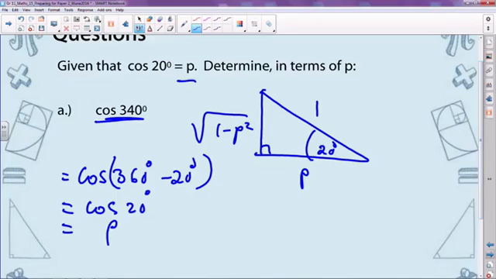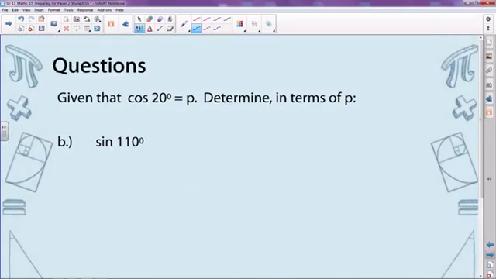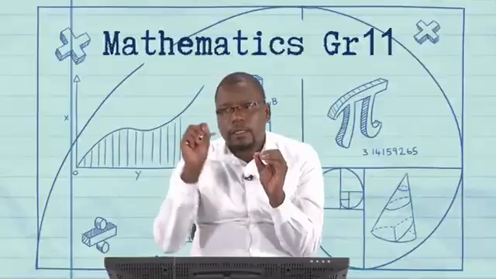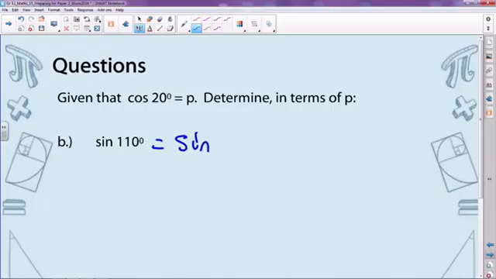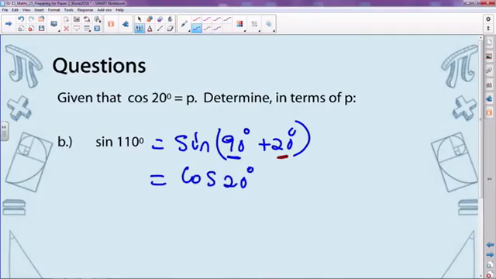Now, we move on to the next one. You've got sine 110. How do I get it to have a 20? Bearing in mind, what am I using? The 0, 360, 90, 180, and 270. Now, if you look here, you've got your sine of 90 degrees plus 20. You see the 90 plus 20 gives us 110. So it means we do have a 20 there. Now, 90 plus is the second quadrant. How is sine in the second quadrant? It's positive. But because of 90, sine changes to cos. So you've got your cos 20 degrees. But cos 20 is given as P.